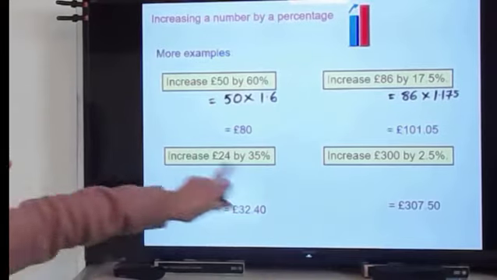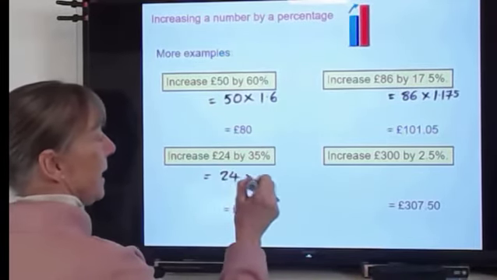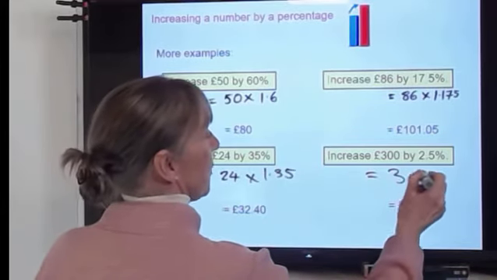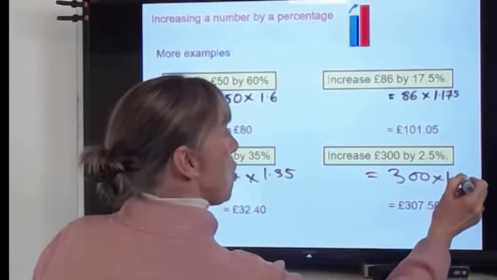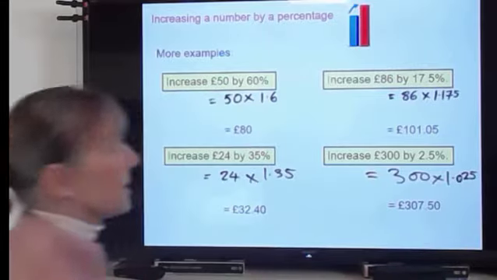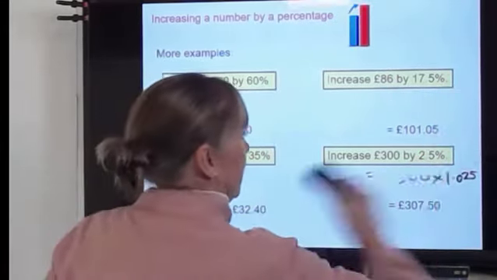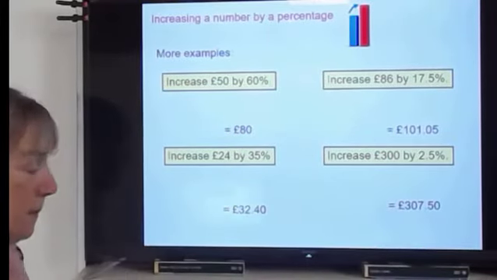So increasing by 35% would be like multiplying it by 1.35, and this would be 300 times, oh, here we are, we have that exact same situation, 0.25, that's 2.5%. All right, so you'll see that idea coming up in just a moment.